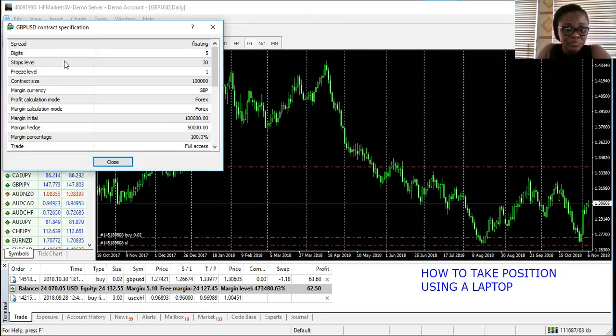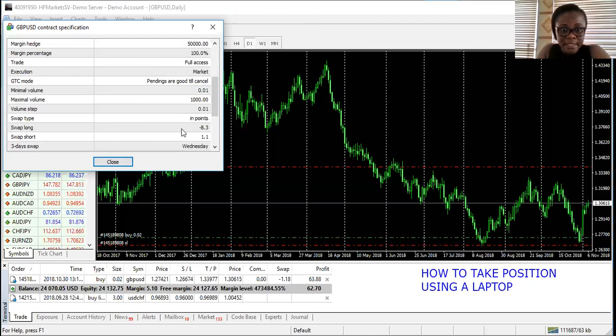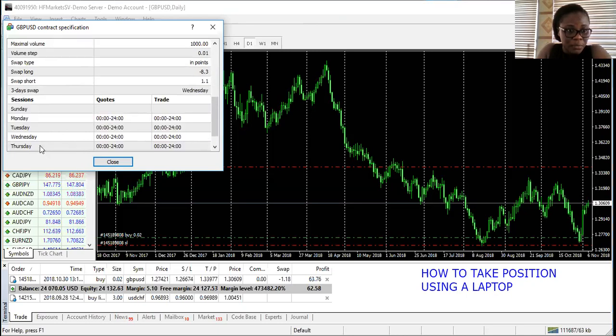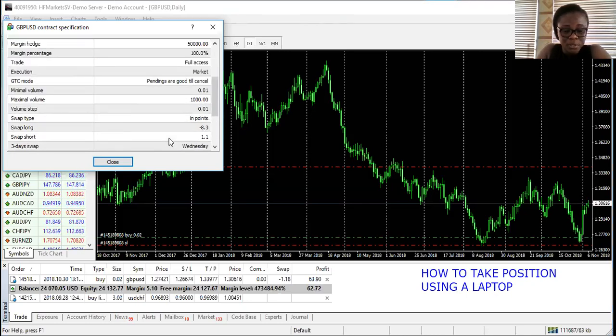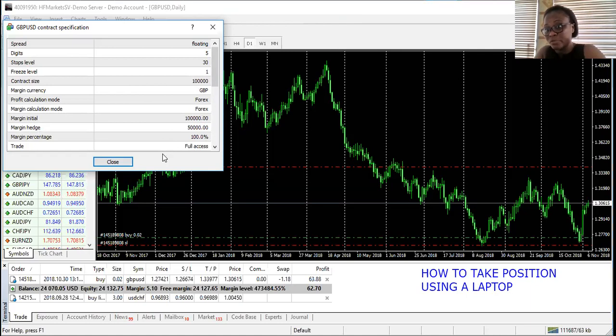So everything is here. The spread is floating. The swap for the buy is negative 8.3. For the short, the sell, it is 1.33. All the information that you need is here, so always look at it before you start trading a particular pair. If you're a newbie and you don't know what you are doing, always look at this, because by the end of the day you may end up gaining money but losing it to the swap and the commission. Always look at that. All this depends on the equity you have.